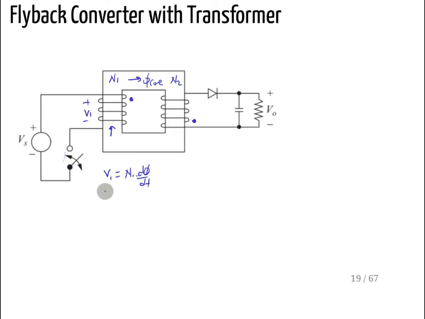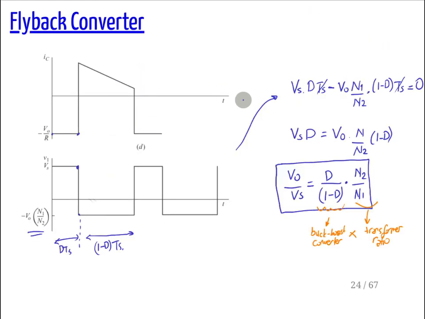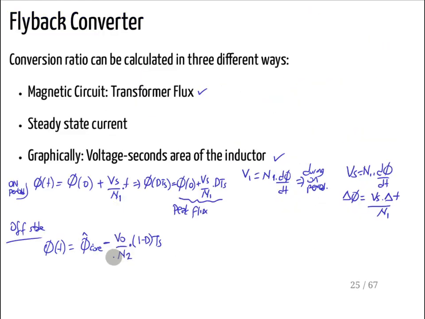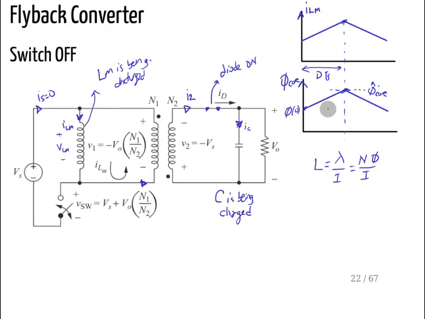So that was for the on period, and for the off period, V2 is equal to N2 times d phi over dt. And V2 in the off period is equal to V out. That comes back to here, and if I calculate it, that will be equal to the initial value. Under steady state, that value has to be the same as that value. Let me put all those parameters here: (1 minus D) Ts, and that is D Ts, right?